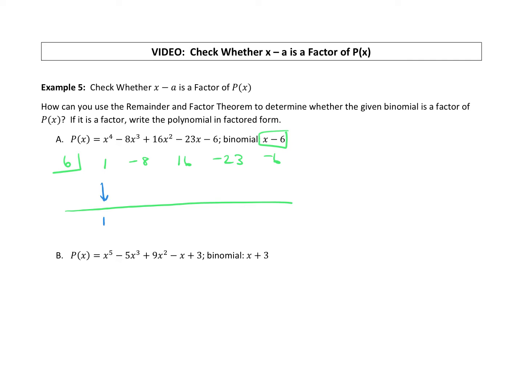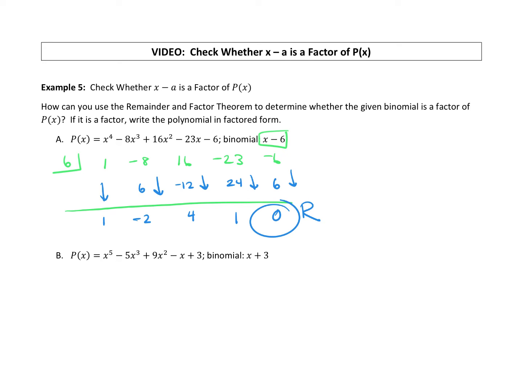Carry your first term down. Now we multiply. 1 times 6 is 6. Add down. -8 plus 6 is -2. Multiply back to the 6. -2 times 6 is -12. Add down and we get 4. 4 times 6 is 24. We add down and you get a positive 1. 1 times 6 is 6, and you add down and you get a 0. Circle your 0 because that is your remainder.